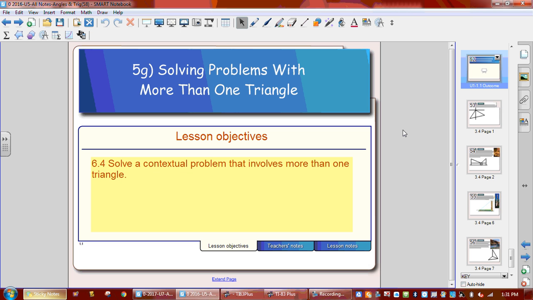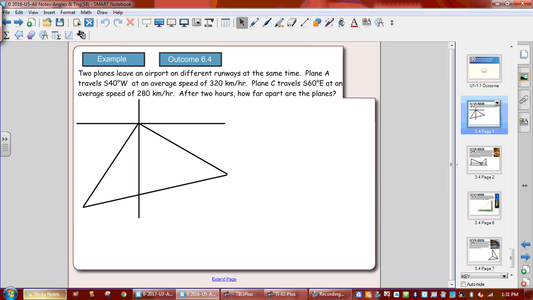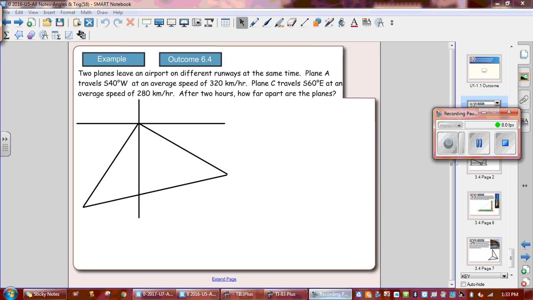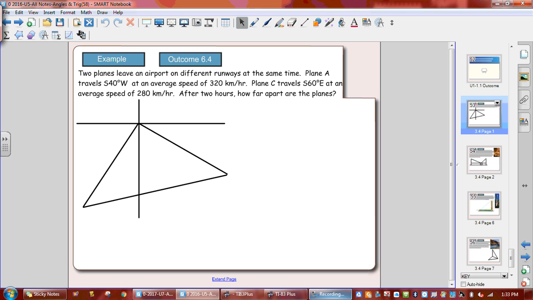Here for lesson 5G, we have problems with more than one triangle. This one isn't drawn for you, so I drew it for you. Please draw that triangle. I'll give you a moment to do so, and then I'm going to show you how we label it. Here we go. Alright, so we've got two planes, and they're leaving the airport on different runways.